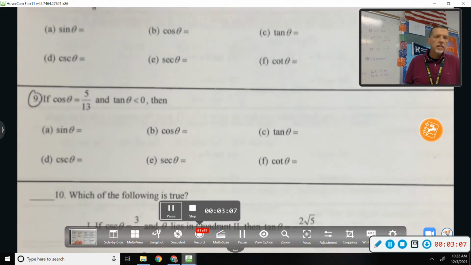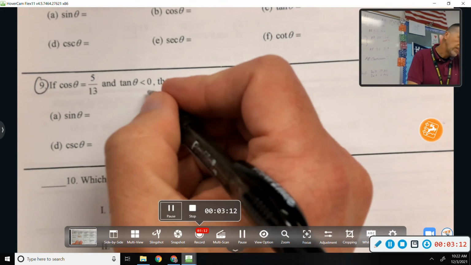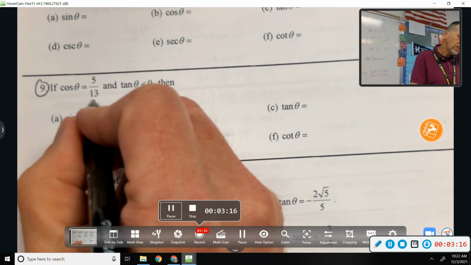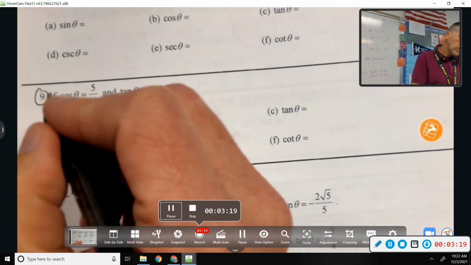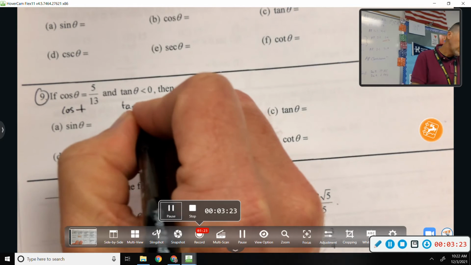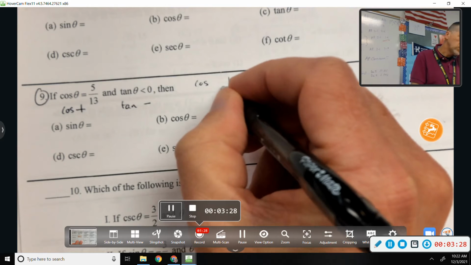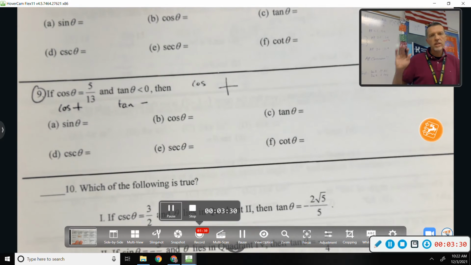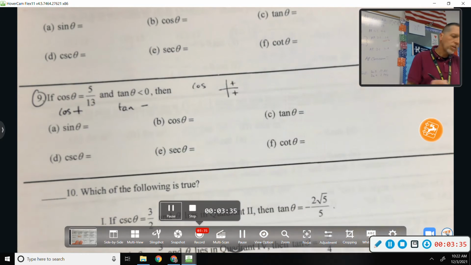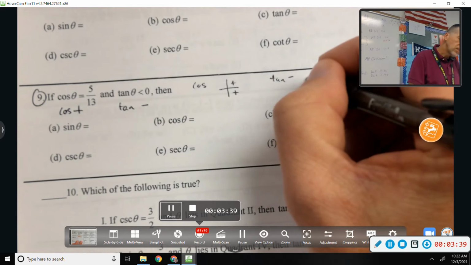Number 9. If cosecant is 5/13 and tangent is less than 0, so not cosecant, cosine is 5/13, tangent is less than 0. So cosine is positive, tangent is negative. Let's see. So cosine is positive on the right, because cosine is an x thing. So cosine's positive over there. Tangent is negative.